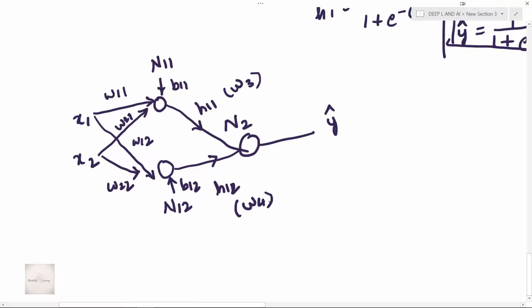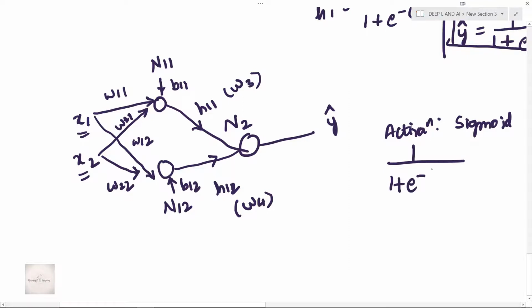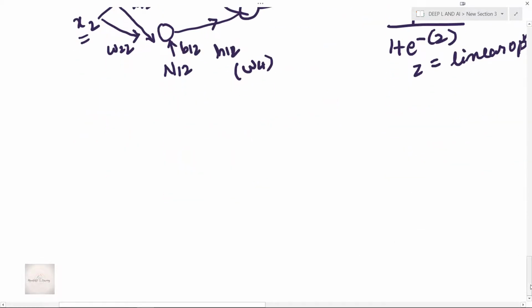Okay, so we have a dense neural network like this. I have two inputs, two neurons in the first layer, and in the second layer a single neuron, and all these neurons have the activation sigmoid. This is just to keep it simple. When I say sigmoid, I'll write it over here again: 1 over 1 plus e power minus z, where z is nothing but the linear operation. Cool. So now let's find the value of this y hat from our neural network.